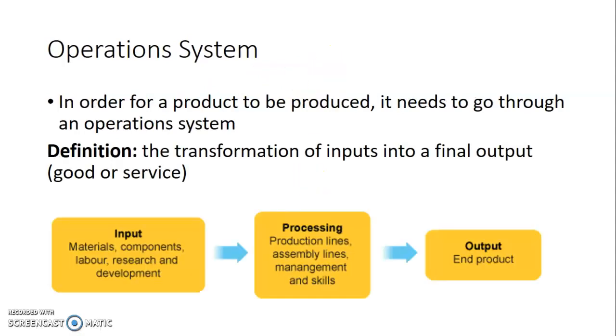All we need to know about operation systems so far is that it looks at how efficiently and effectively we can use different things such as inputs, processes, and outputs to get the best possible product for our customer. The operation system, as we've already looked at, is broken down into three key components. Number one is your inputs. They're basically your materials, your components, the people doing the job, the equipment that's needed, or anything like that.